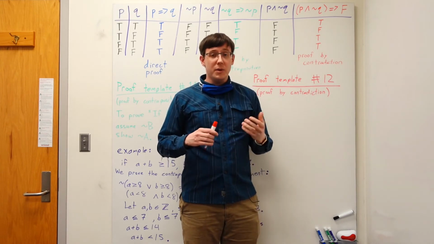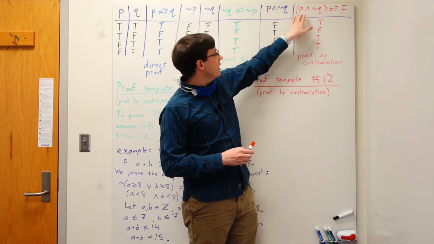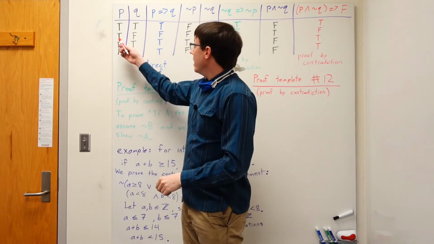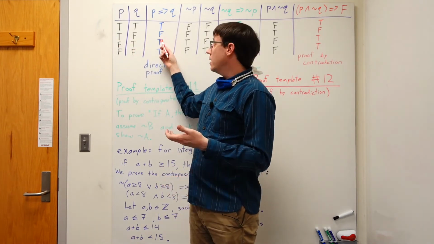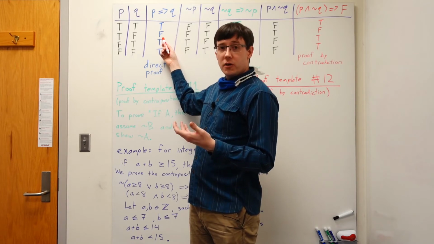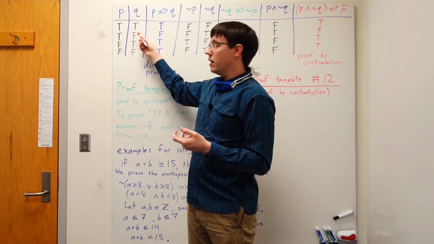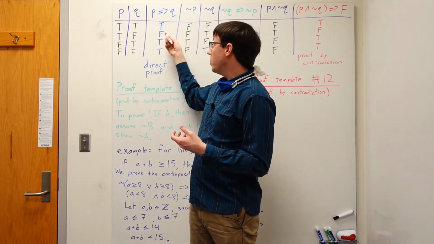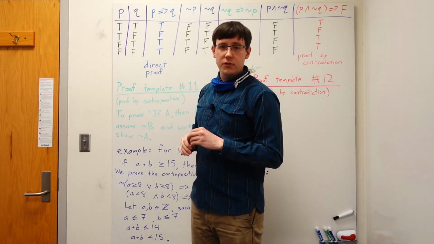Another way to think about this is that we are pretending that we are in the case where P is true and not Q is true, and that is exactly the case that makes P implies Q false. And if we can show that it is absurd because a contradiction would arise that P is true and Q is false, then we have shown that it is impossible to be in the case where P implies Q is false.